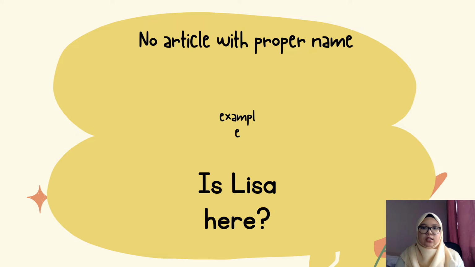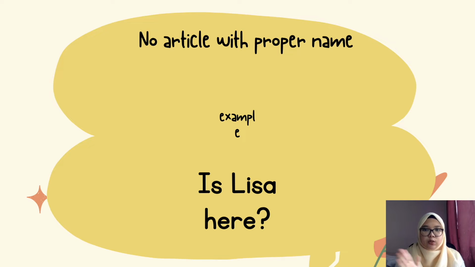The is specifically for instruments, unique nouns, names of any rivers, mountain ranges, and also deserts. Lastly, when we have a proper name, like George, Kevin, or Lisa, there is no article that needs to be put together with the proper name. So it comes as it is.